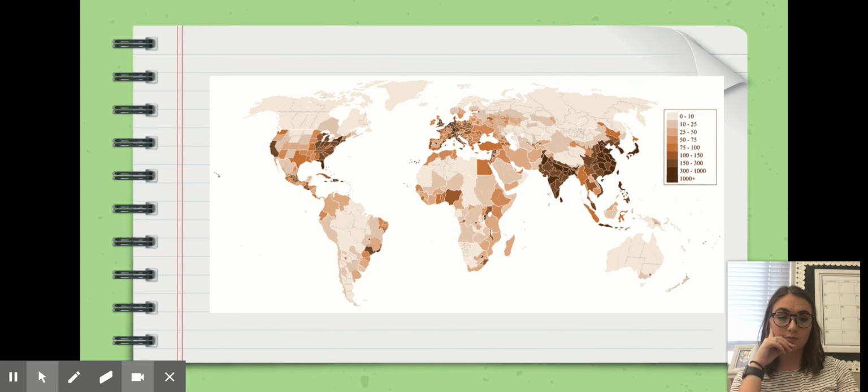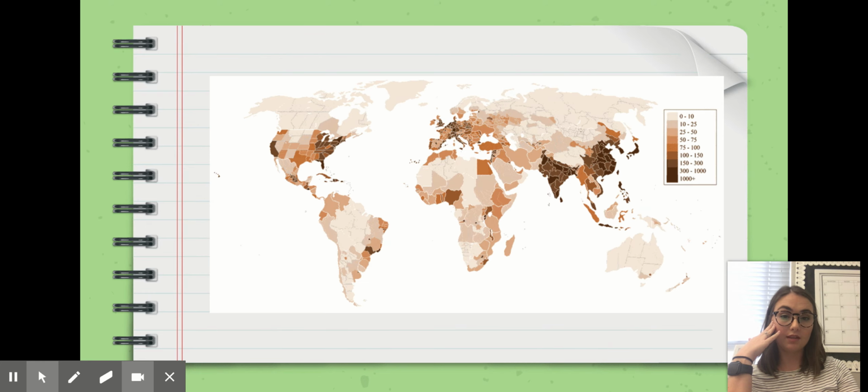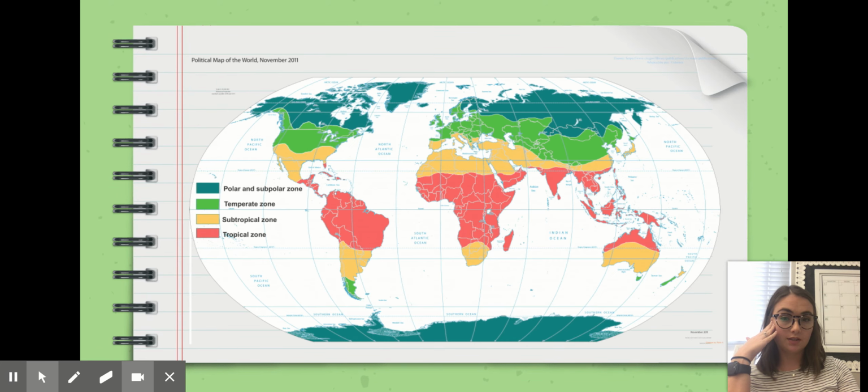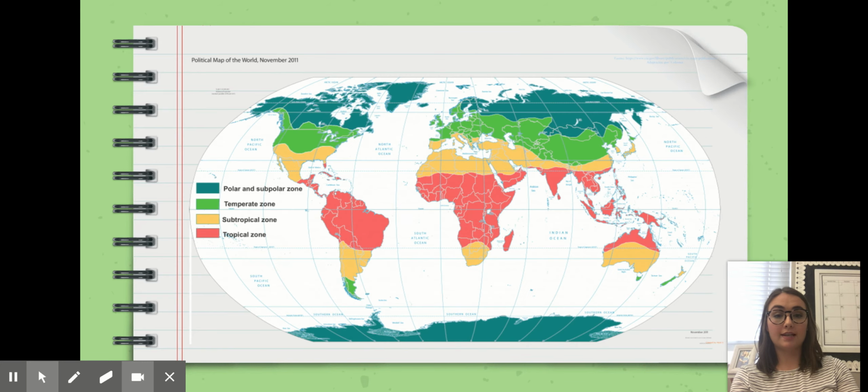Here's the population map. There's the climate zone map. I'm going to show you one more time. Be looking for the pattern, okay? There's the population map. That's where people live. There is the climate zone map. So if you looked at both of those together side by side, if I go really fast, you can see how the patterns line up.